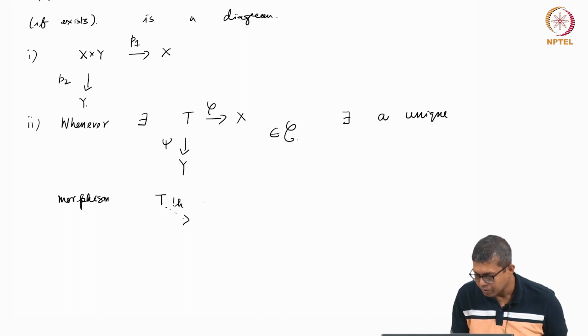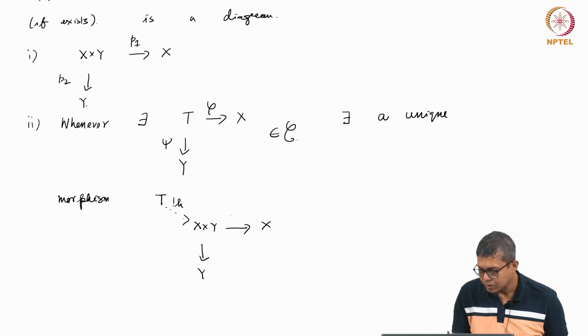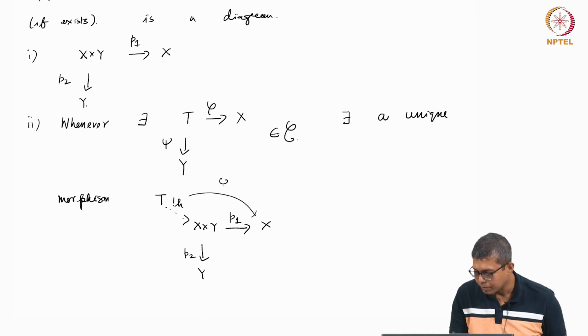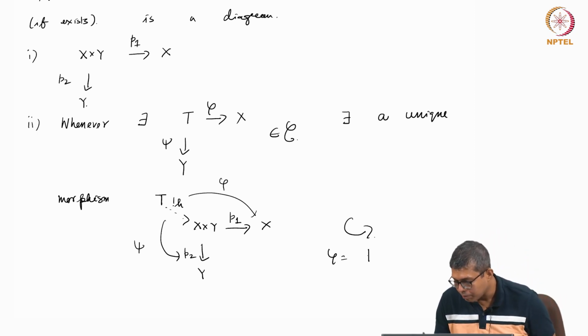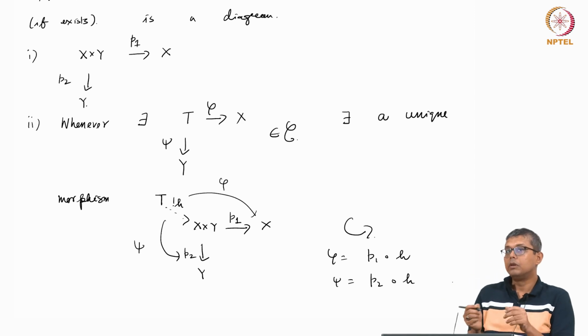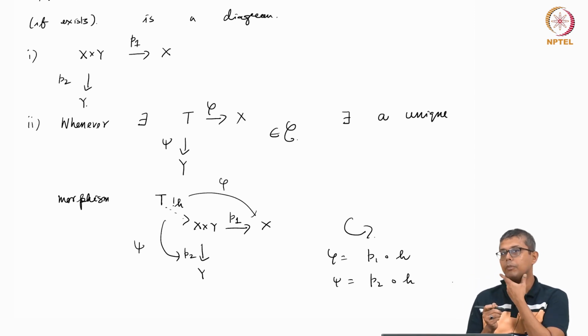Such that this diagram is commutative. The diagram commutes, that means P1 composed with h is phi and P2 composed with h is psi. Right, so this is the definition of a product.